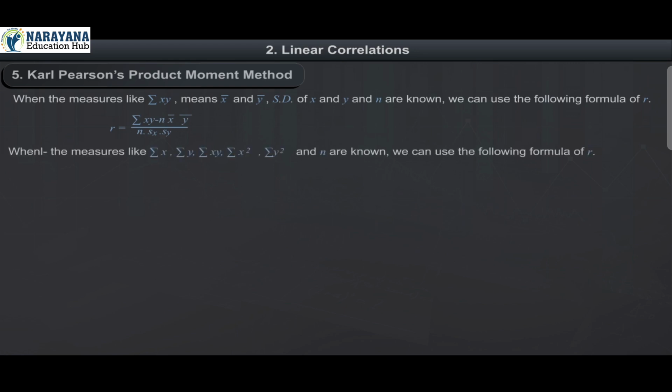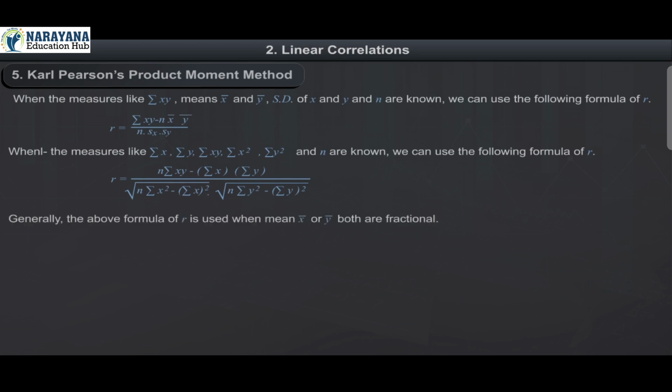When the measures like sigma x, sigma y, sigma xy, sigma x square, sigma y square and n are known, we can use the following formula of R. R is equal to n sigma xy minus sigma x into sigma y, divided by under root n sigma x square minus (sigma x) whole square into under root n sigma y square minus (sigma y) whole square. Generally, the above formula of R is used when means x bar or y bar both are fractional.